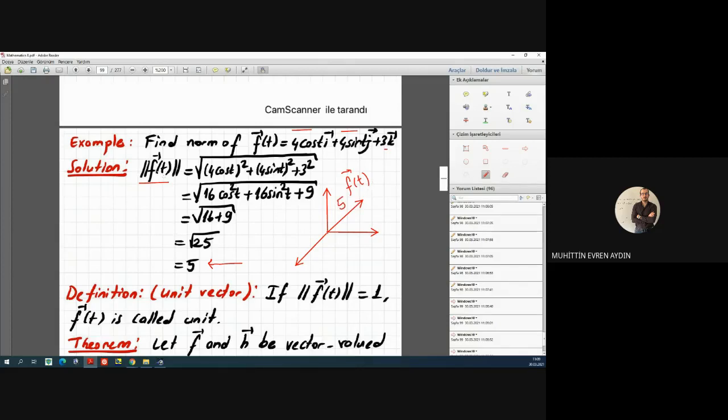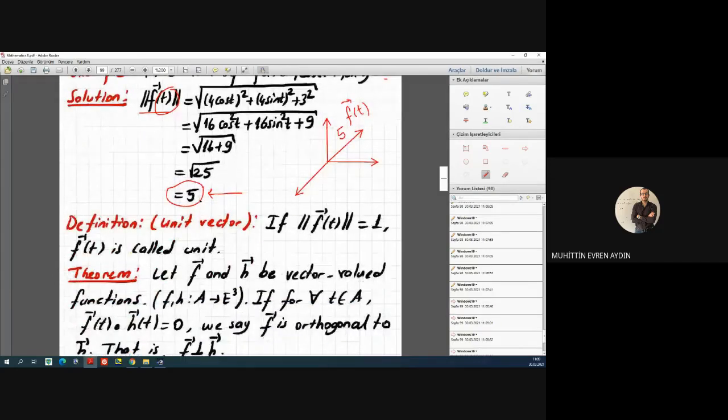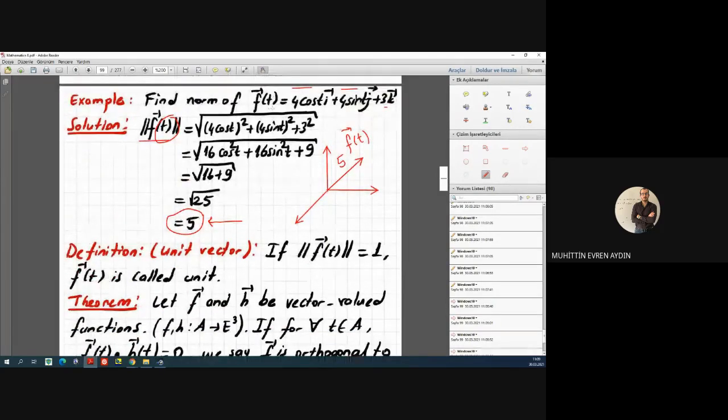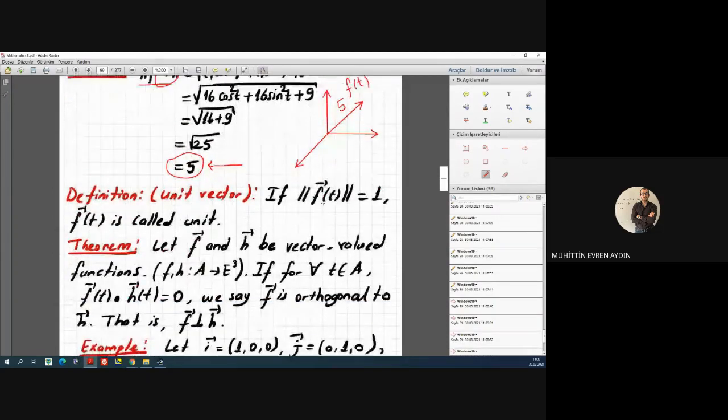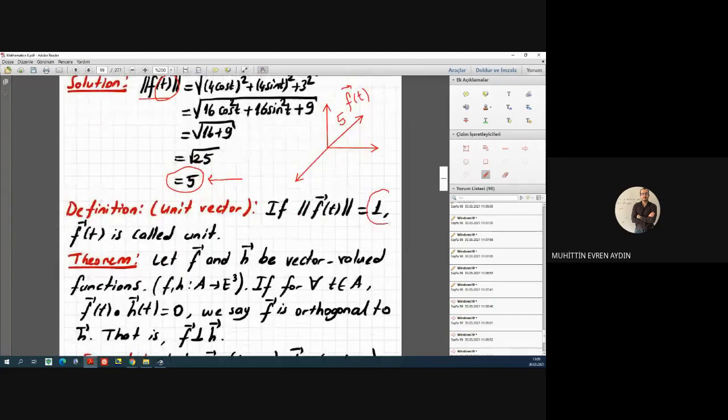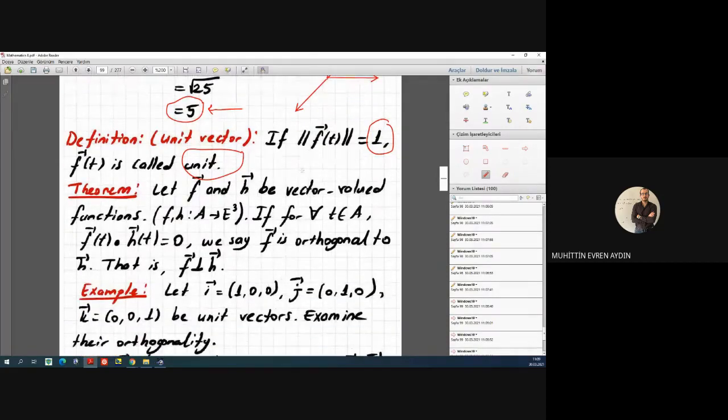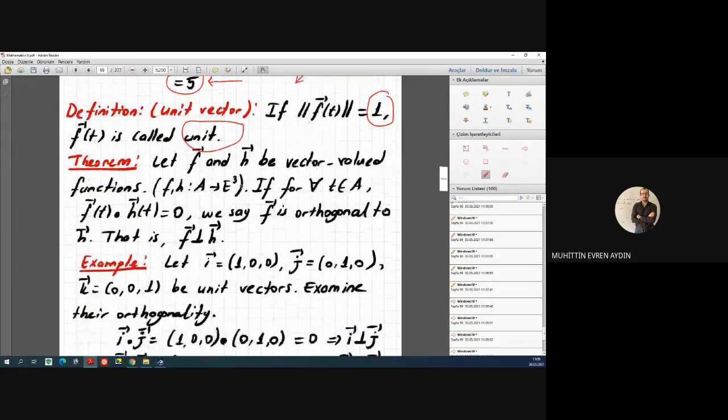By the way, this value is independent of the value of t. Yes, which means that this vector valued function has a constant length. If this constant is 1, then we call it a unit vector valued function. Of course, these are very specific properties. Okay.